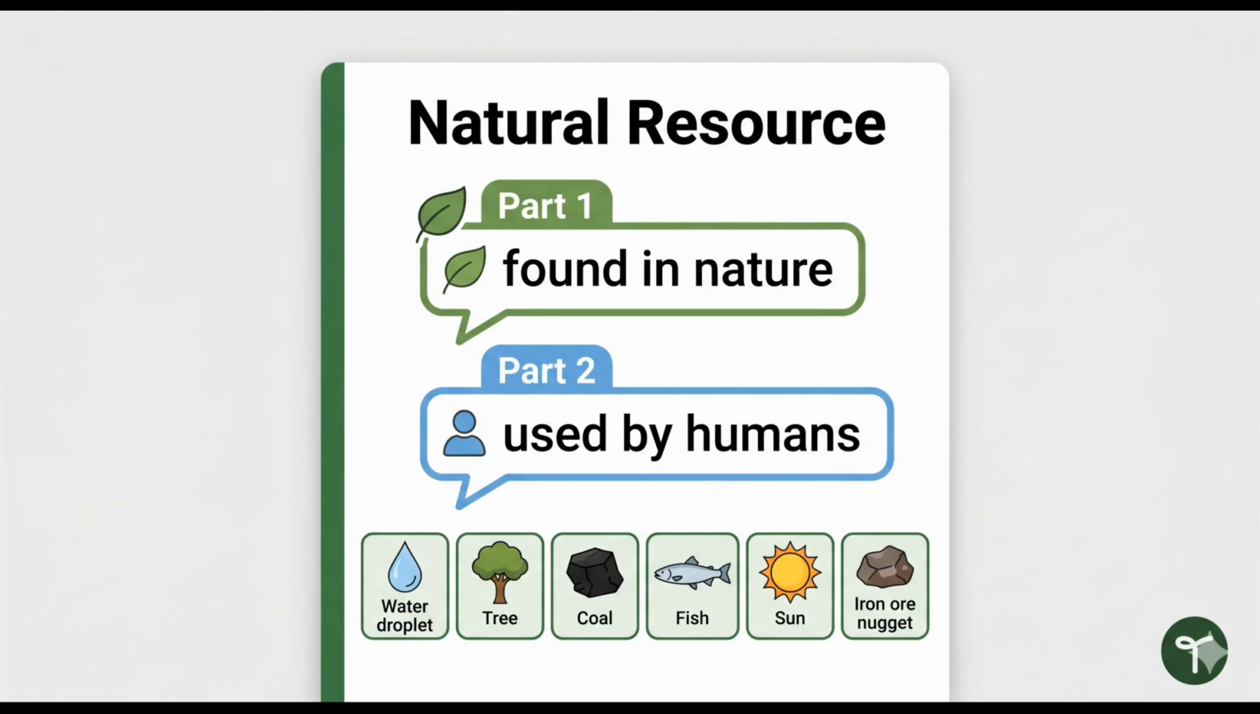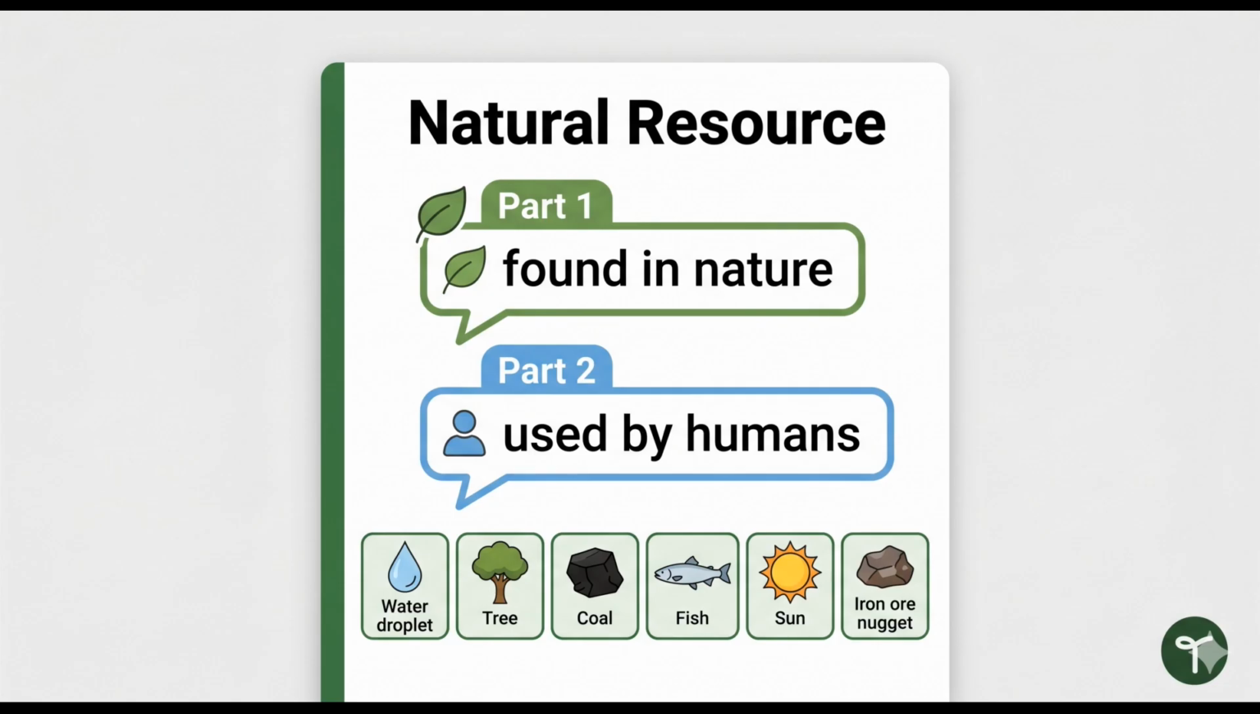A natural resource is any material or substance found in nature that humans use to meet their needs. Now, notice 2 parts to this definition. Part 1, found in nature, meaning it exists in the natural environment, not manufactured or made by humans. Part 2, used by humans to meet their needs, for food, energy, shelter, or industry. You need both parts to score the mark. Water is a natural resource is an example. Any material found in nature that humans use to meet their needs. That is the definition. The examiner wants the definition.